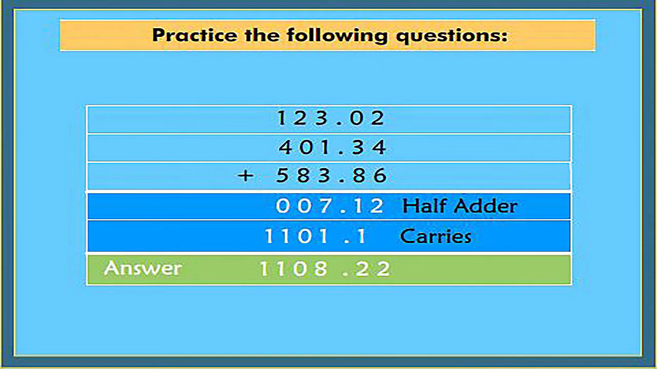Let's go faster on this last question. Carry is 1. Carry from second column plus 0 is 1. Carry from third column is none, so 0. Carry from fourth column is 1, and half adder of third column is 7, so 8. Carry from last column is 1, and half adder of fourth column is 1, so 2. Finally, half adder of last column produces 2. Therefore, the answer is 1108.22.